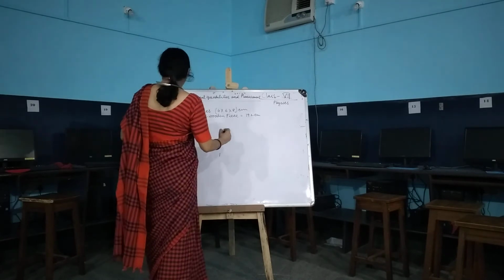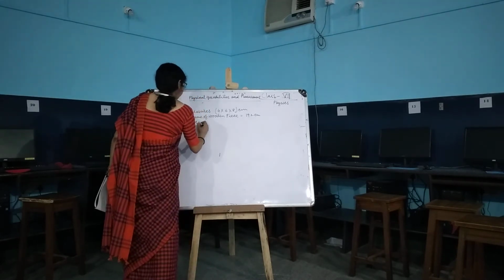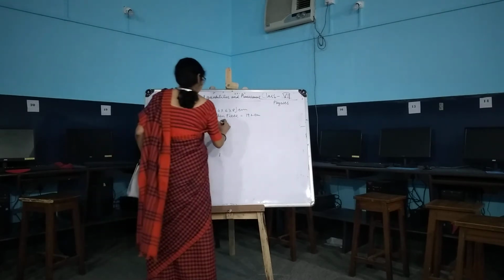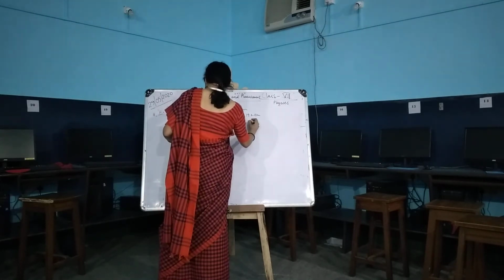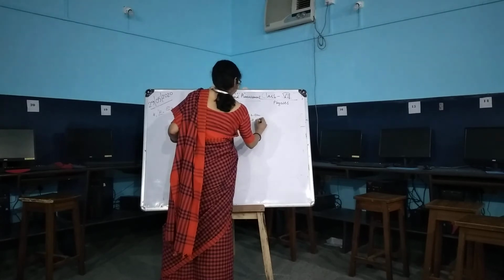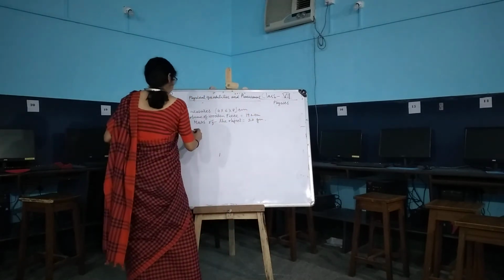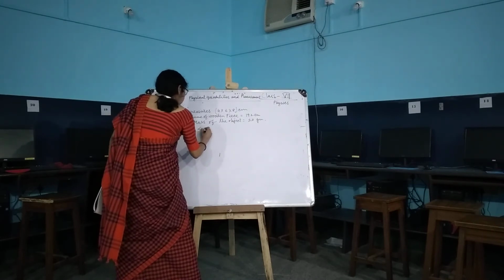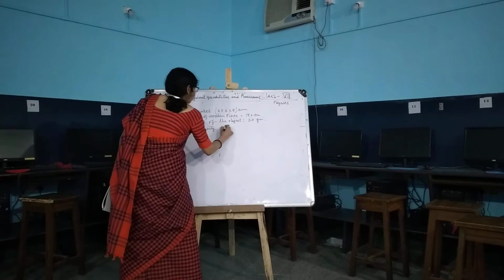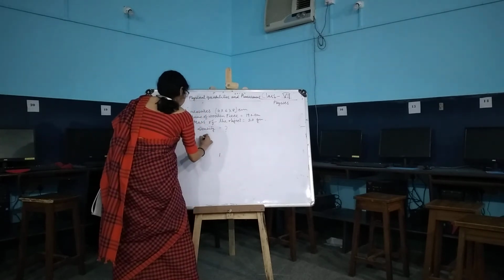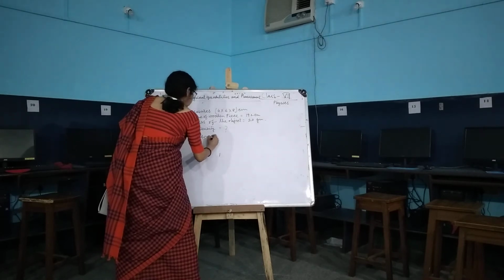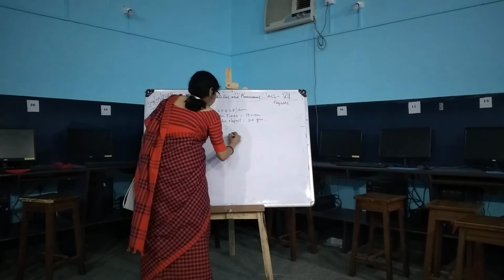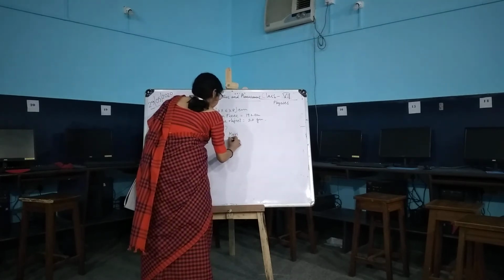Next, here it is given the mass of the object, 20 grams. Find the density of the piece of wood. You have to find the density. Therefore, density is equal to mass by volume.